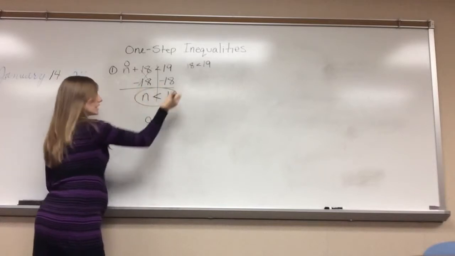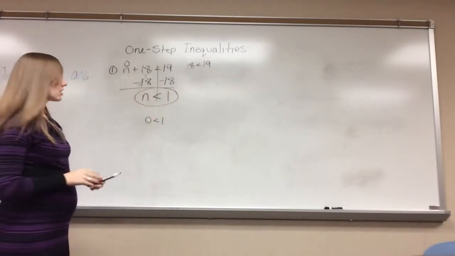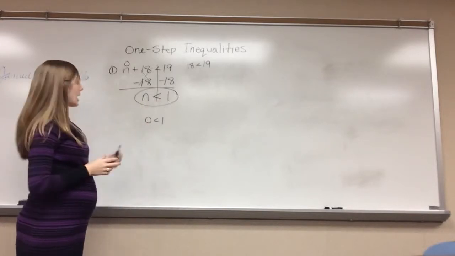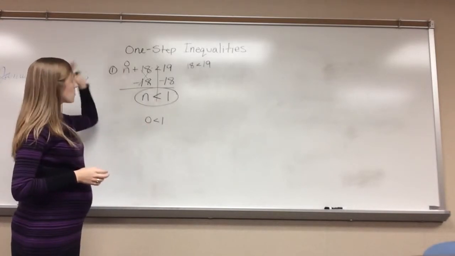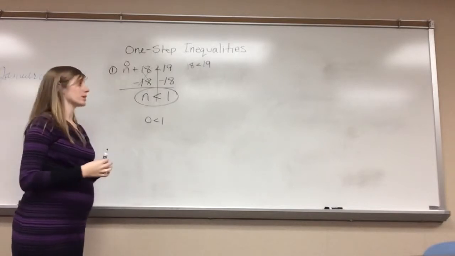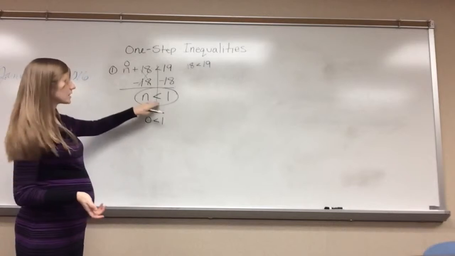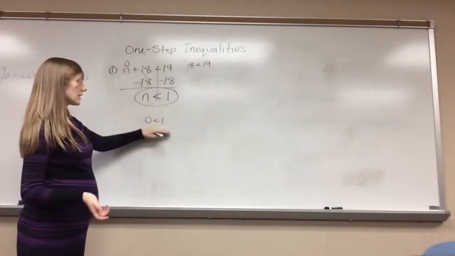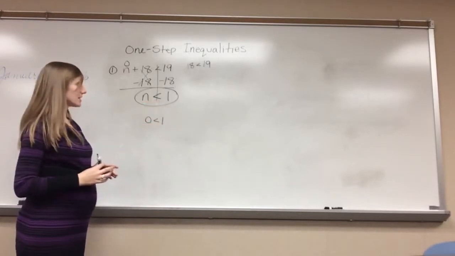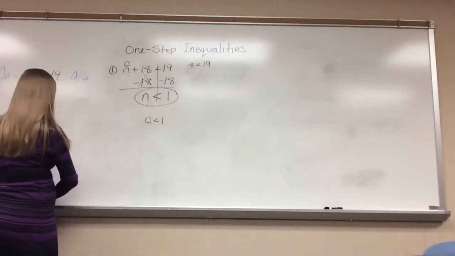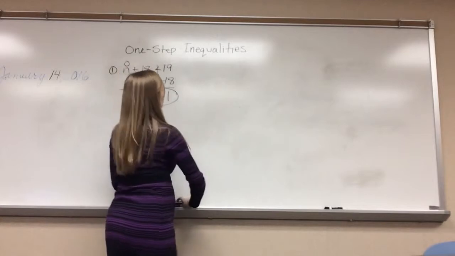My inequality was correct. The way that I solved it was correct. N is supposed to be less than 1. Anything less than 1 will work. 0 works, so any negative number will work as well. And that's what we do for solving an inequality. You can technically stop at this point, but I like to check and make sure that my sign is correct. So I'm going to be showing you how to check your answers today. Let's look at problem number 2.